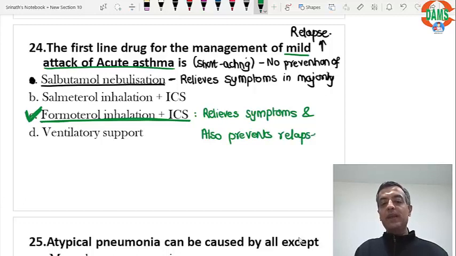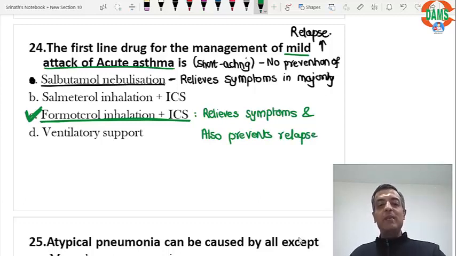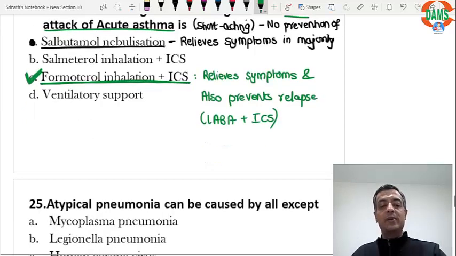So we want to give a drug which will do both. That is why salbutamol is no longer the correct answer. The correct answer is to give a long-acting beta agonist plus an inhaled corticosteroid.